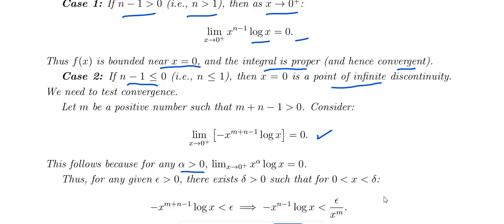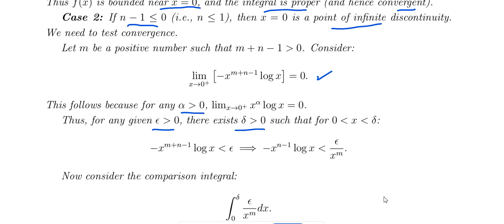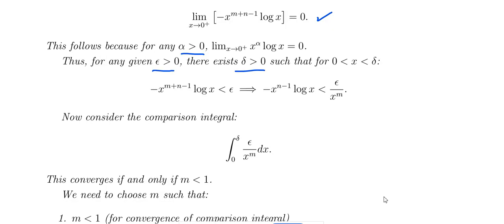Since x approaches 0, for any given epsilon there exists a delta such that for x between 0 and delta, minus x power m plus n minus 1 log x is less than epsilon. What I need is minus x power n minus 1 log x. Moving x power m to the right-hand side, it is epsilon by x power m. Now I take the comparison integral from 0 to delta of epsilon by x power m dx.